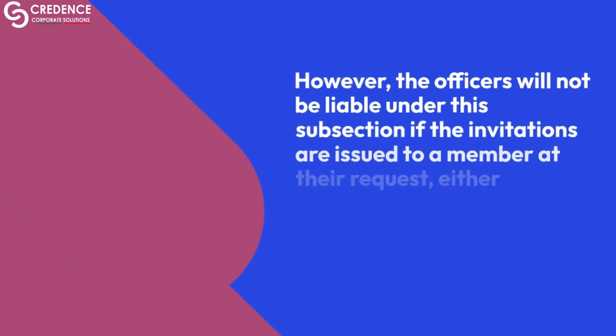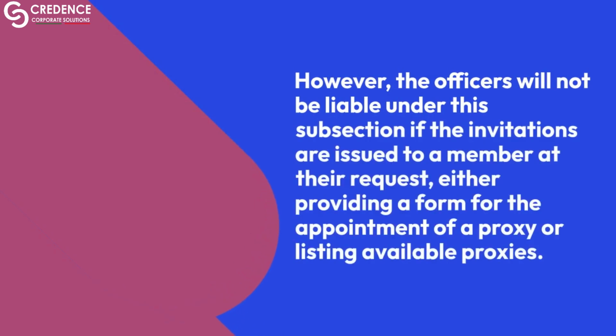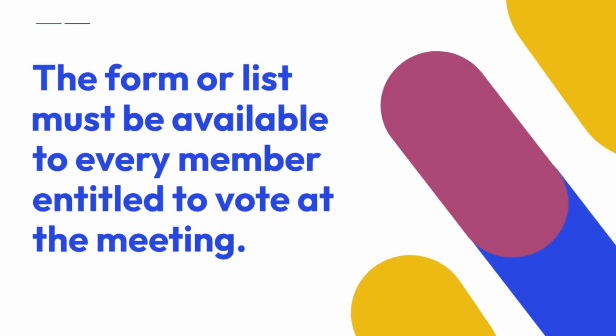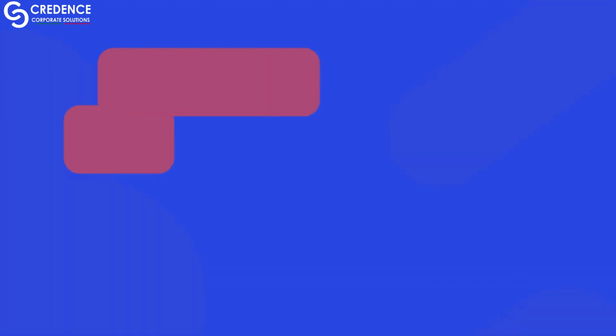However, the officers will not be liable under this subsection if the invitations are issued to a member at their request, either providing a form for the appointment of a proxy or listing available proxies. The form or list must be available to every member entitled to vote at the meeting.